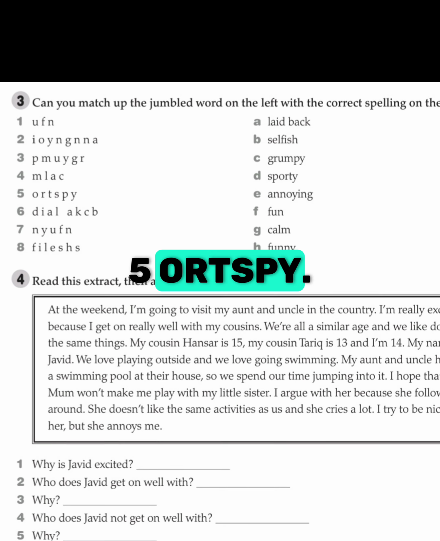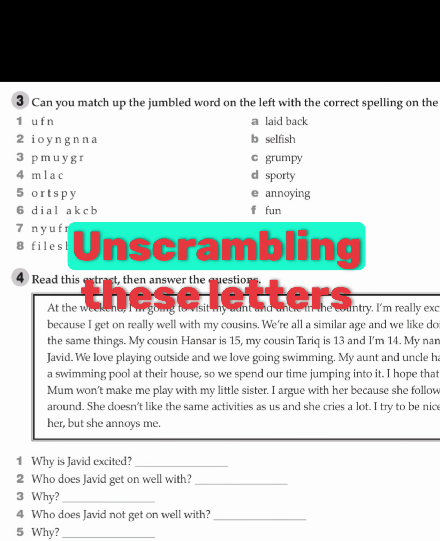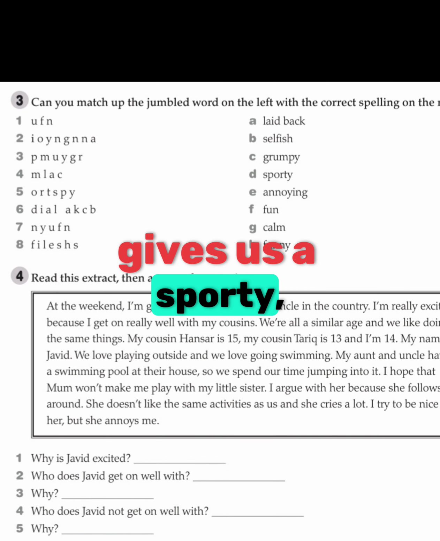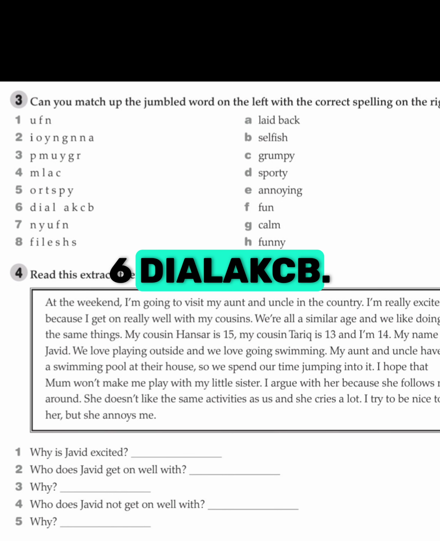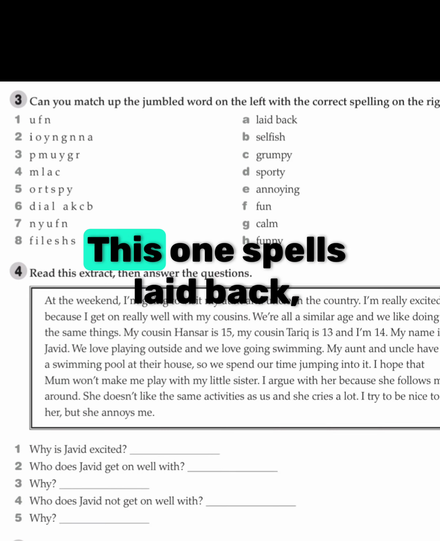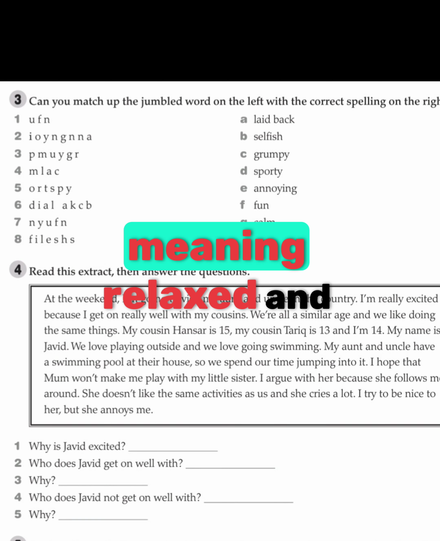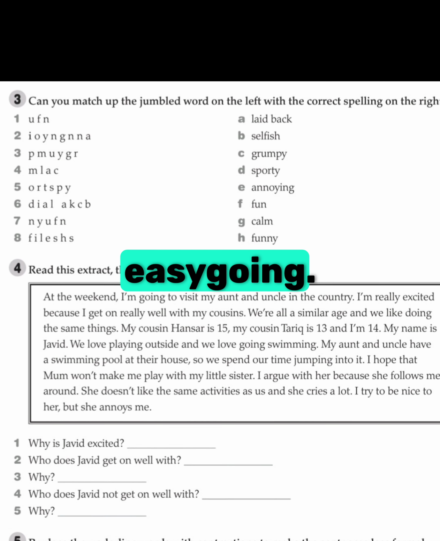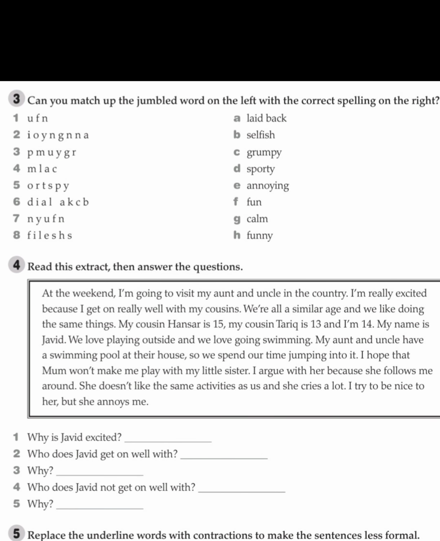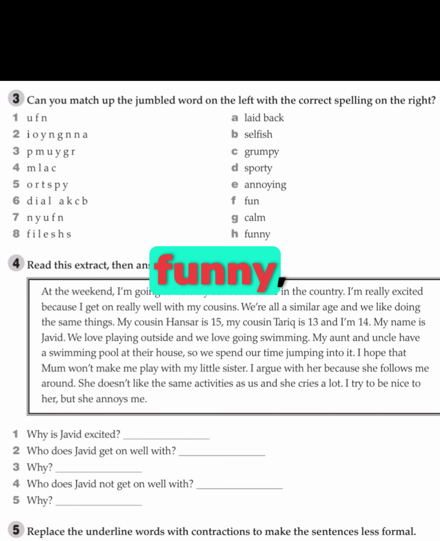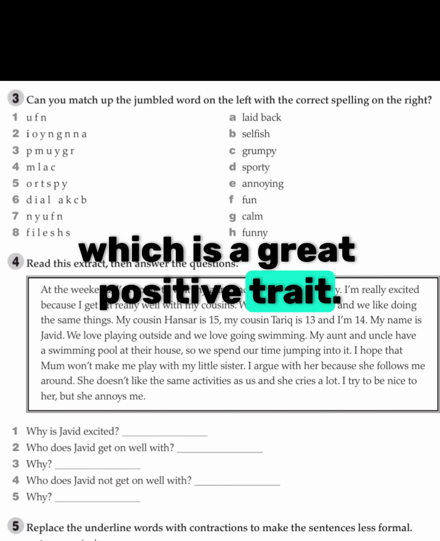5. ORTSPY. Unscrambling these letters gives us sporty, a positive and active personality trait. 6. DIALAKCB. This one spells laid back, meaning relaxed and easygoing. Positive. 7. NYUFN. Rearranging these gives us funny, which is a great positive trait.